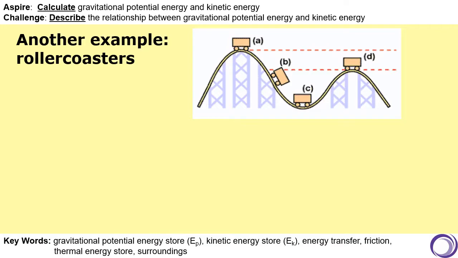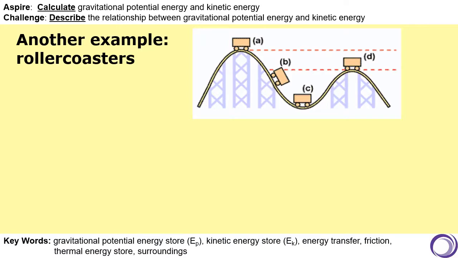Okay, we're now going to look at this transfer between gravitational potential energy and kinetic energy and thermal energy stores in the surroundings. In a different example, we're going to look at roller coasters, but the same principle applies. So you have your roller coaster at the top, the car, sorry, at the top of the roller coaster in position A. And as you know from what you know of roller coasters, the car is going to go down the hill, get to C, and then go back up the next hill to point D.